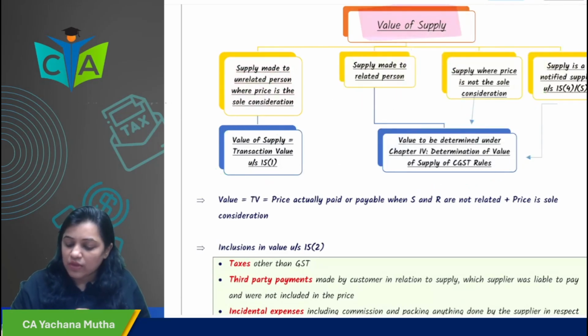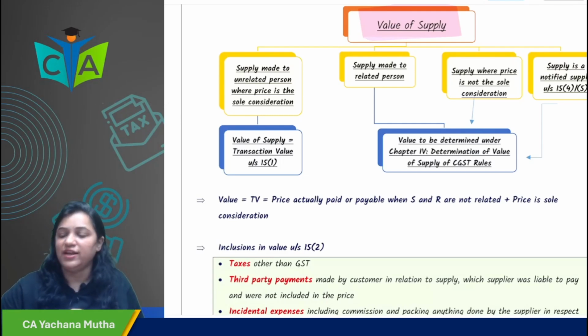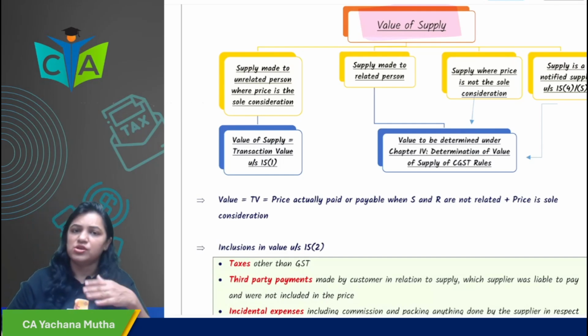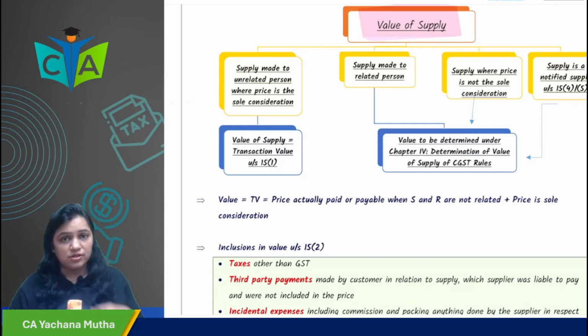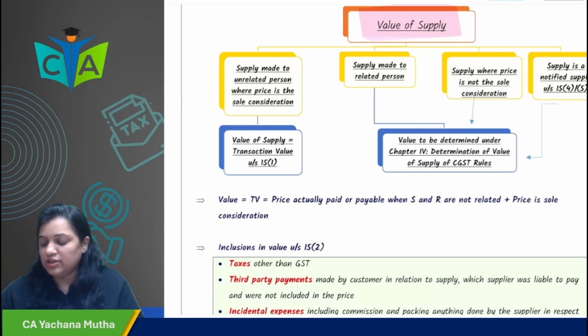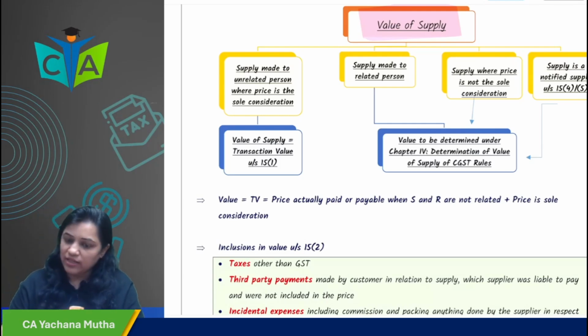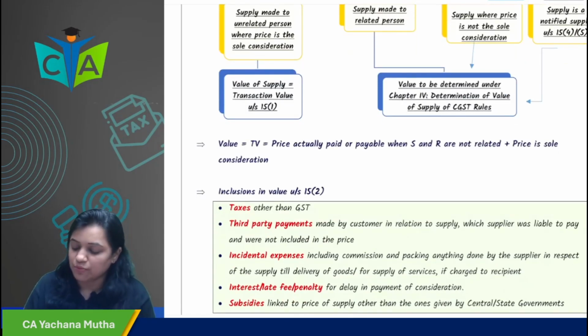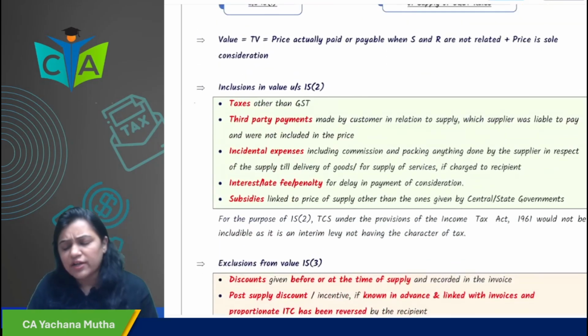So, here what we were discussing: if the supply is made to a related person, or the price is not the sole consideration, or the supply is a notified supply under 15.4, 15.5, in that case the value would be determined as per valuation rules. Valuation rules we would be discussing very soon when we meet in CA Finals. Right now you have to remember only 15.1, 2 and 3, and 15.4, 5. If the supply is notified under 15.4 and 5, then we have to jump to valuation rules.